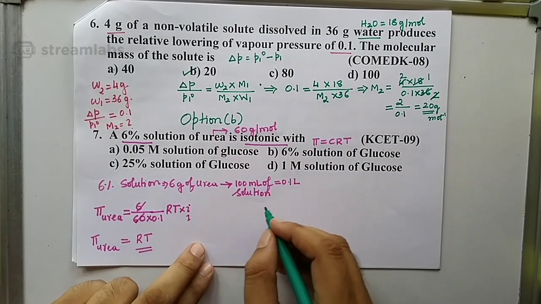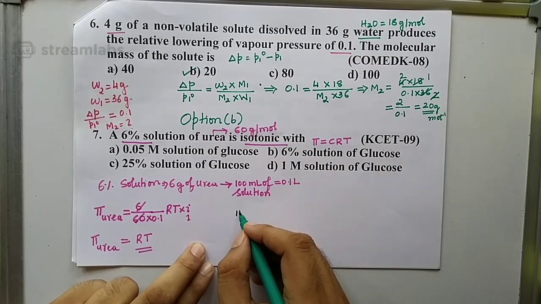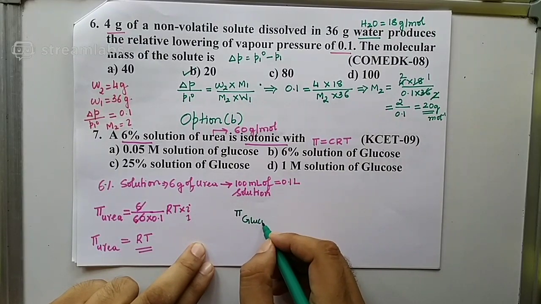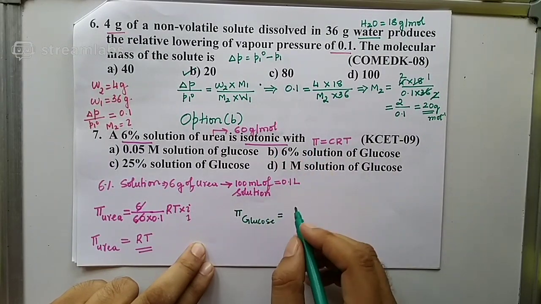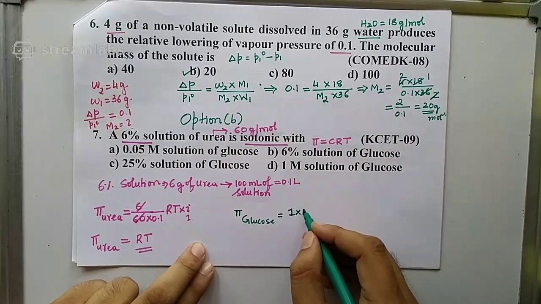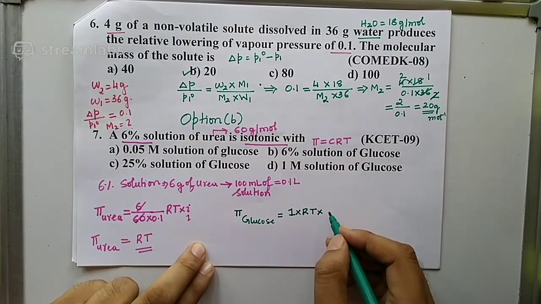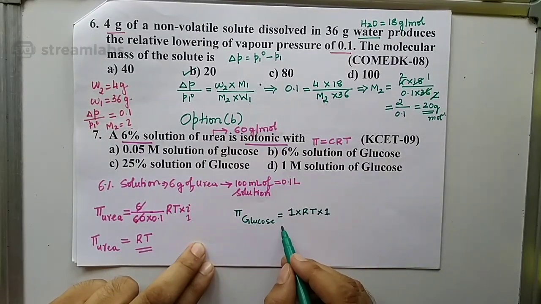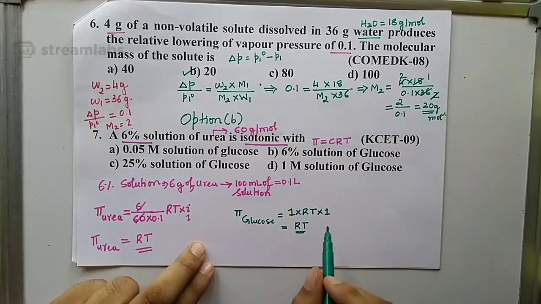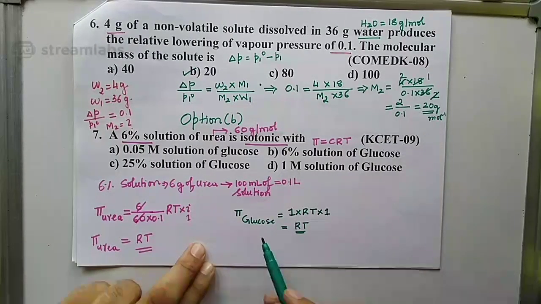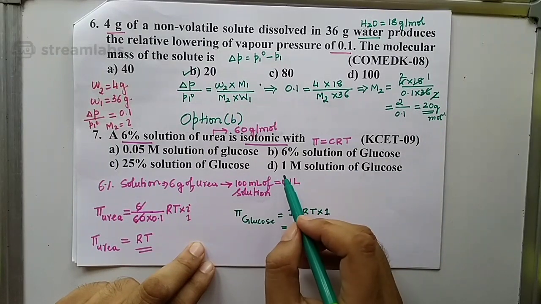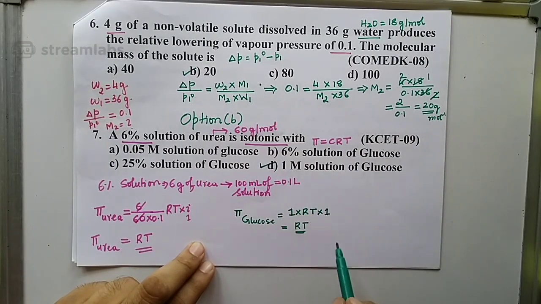Now we need to check which of these will be having pi as RT. It is very clear that if I go for option number D, pi of glucose is equal to, we know molarity is already given, C is already given as 1, into R into T into, you know what is the Van't Hoff factor for glucose, since it is a non-electrolyte, it should be 1. So therefore this would be equal to RT. So you can see 6% urea is isotonic with 1 molar solution of glucose. So therefore the answer should be 1 molar solution of glucose. Option D is the answer.